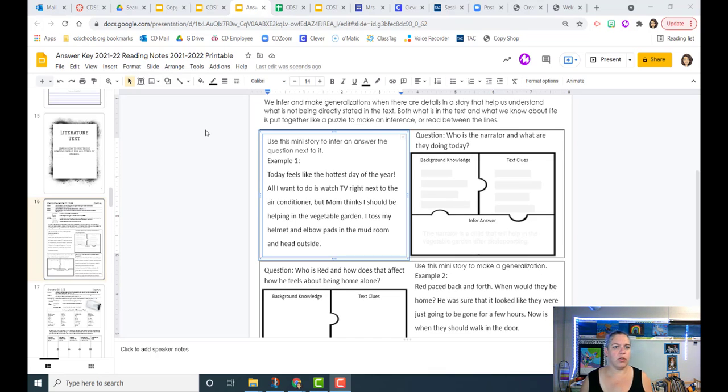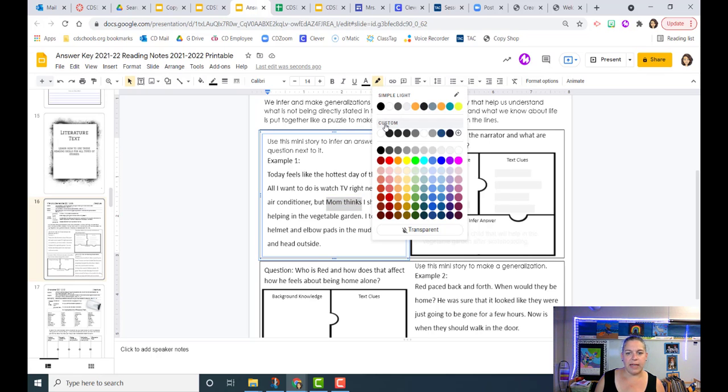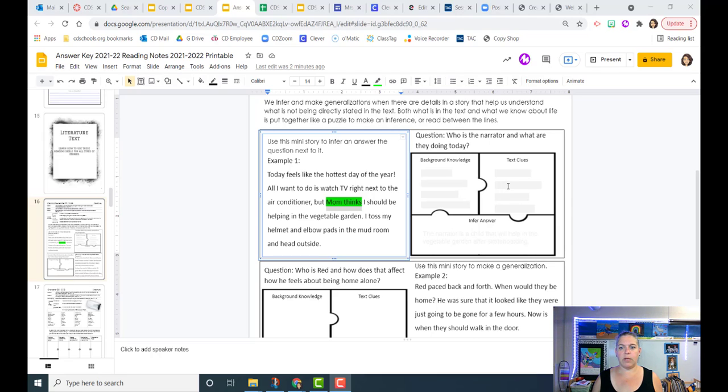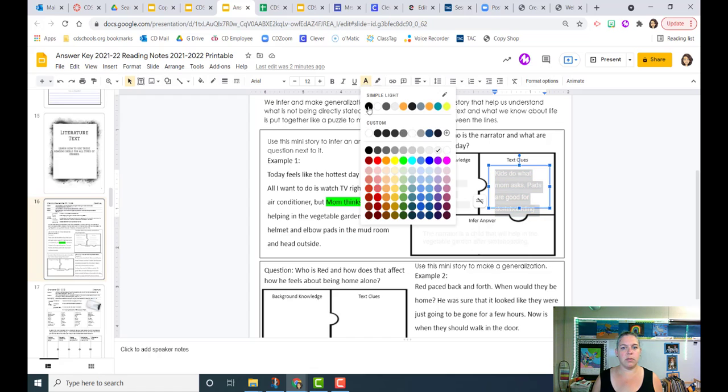So the first thing I'm going to look for are my text clues, and as I'm looking here, the first thing that jumps out at me is this: Mom thinks. That's going to give me a clue about who the narrator is, because usually when we're thinking about moms, it's probably a kid. I have a mom, but she doesn't need to tell me to help in the vegetable garden. I'm going to tell my own children to help in the vegetable garden. So then let's see, what else do I have here that I can then put over in these text clues?